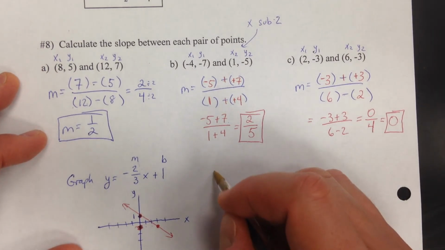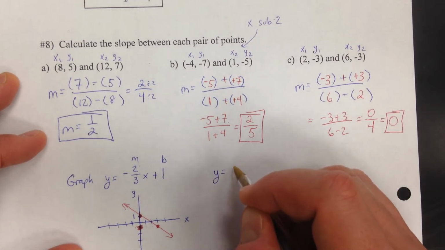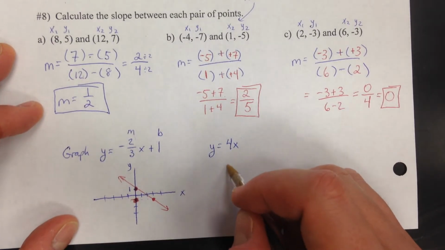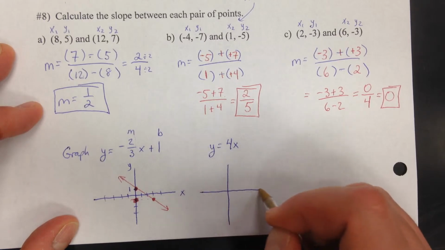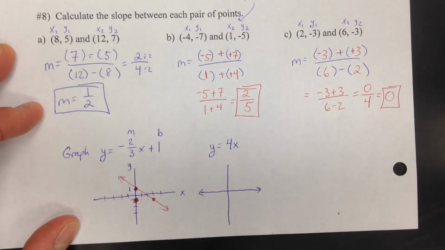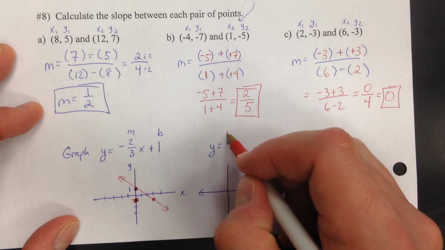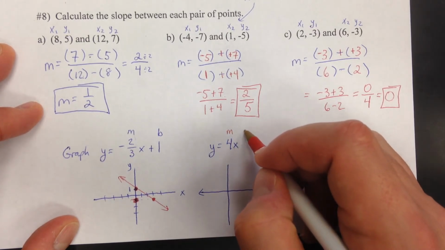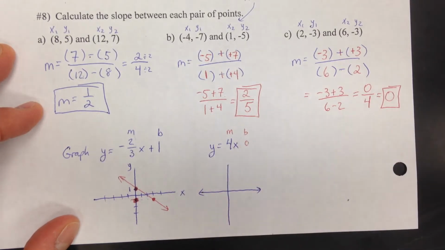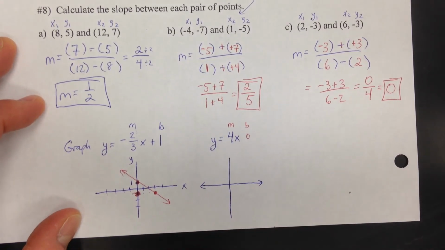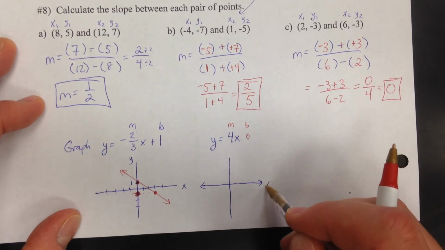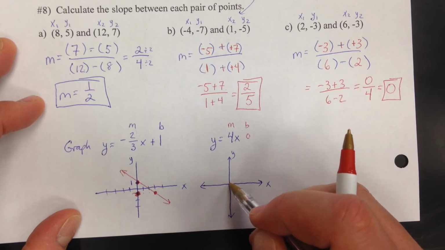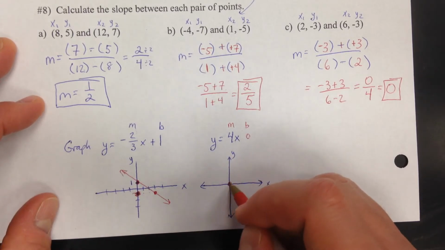Okay, let's say it was y equals, we'll say 4x. Now the slope is the number in front of the x. The y-intercept in this case, there's no number here, so the y-intercept would just be 0. Okay? So what I would do is, here's my x-axis, my y-axis. The y-intercept is 0, so it's 0, 0. I would put a point.